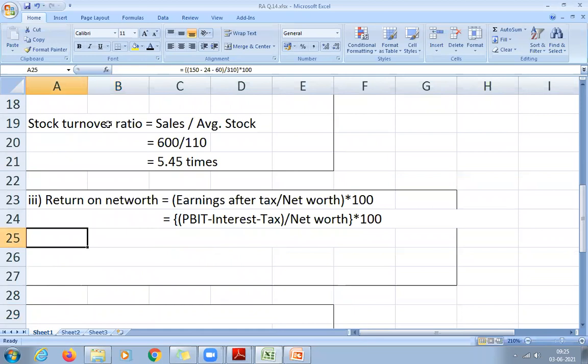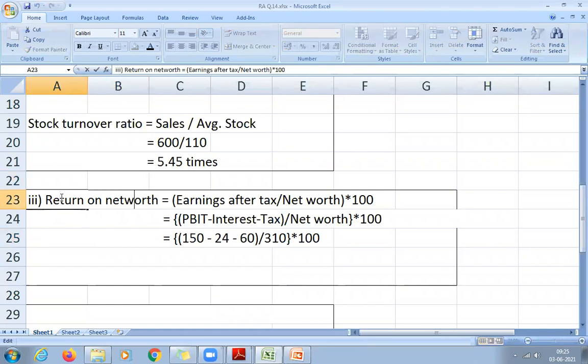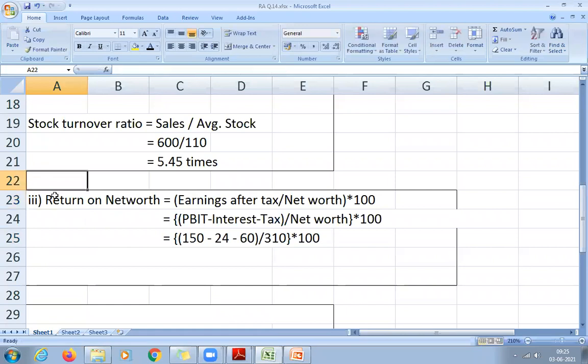Let us substitute now. So 150 minus 24 minus 60, divided by 310. That is net worth or shareholders' fund. Then you divide and let me know the answer. How much are you getting? How much is the numerator? 150 minus 24 minus 60 is 66. Yes, 66 divided by 310 into 100.